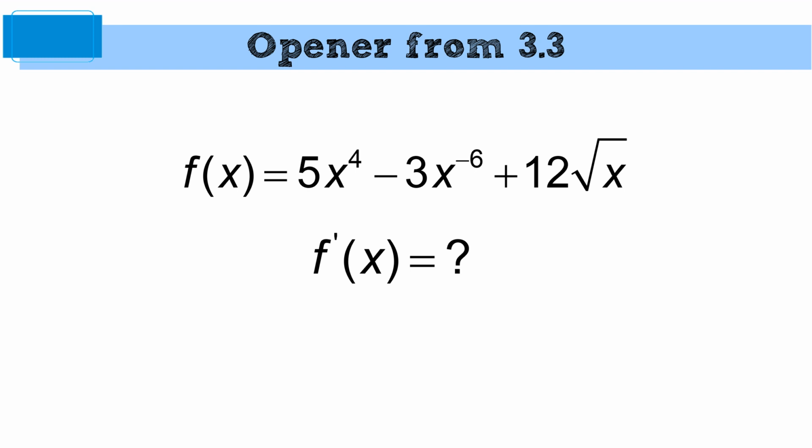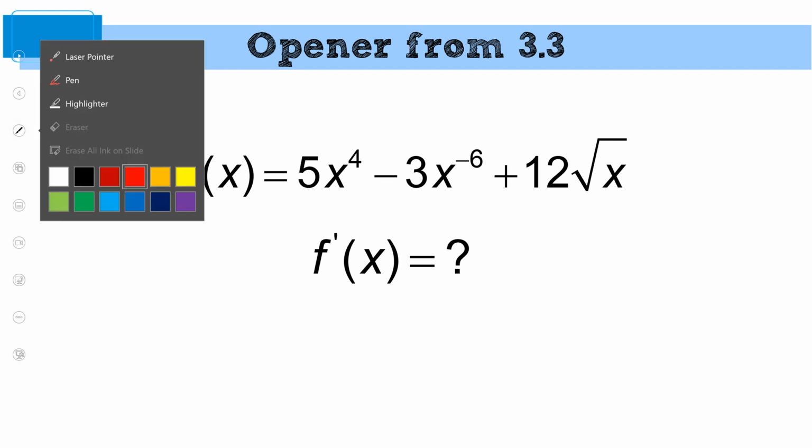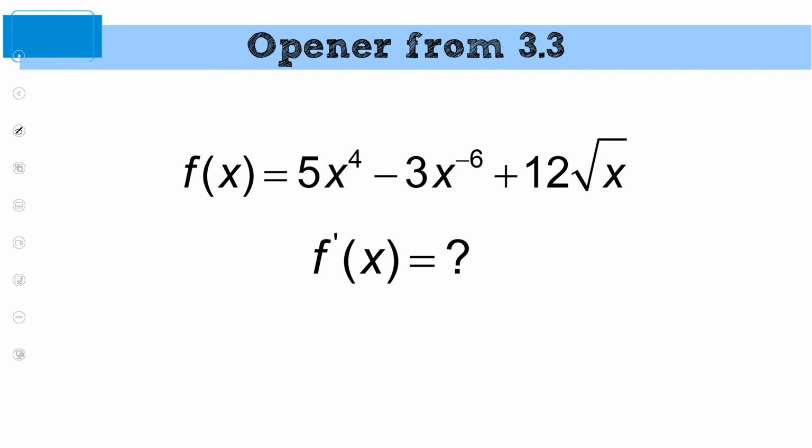Allie, what do you got? 20x cubed plus 18x to the negative 7 plus 6x to the negative 1/2. Hold on, I gotta write that down. Allie, what color do you want? Blue. Which blue? The first one, the light blue. Okay, go. 20x cubed plus 18x to the negative 7 plus 6x to the negative 1/2.